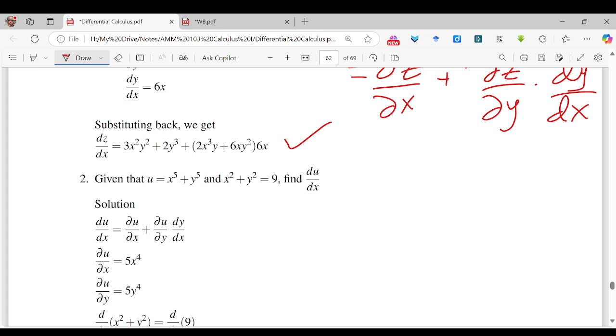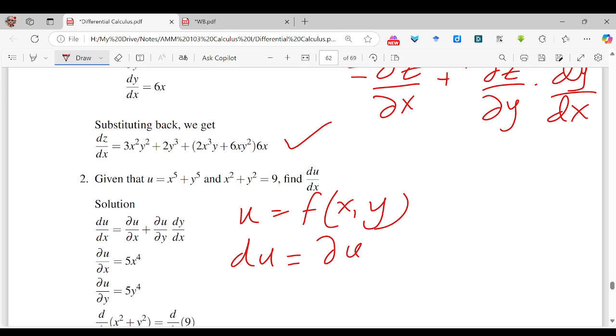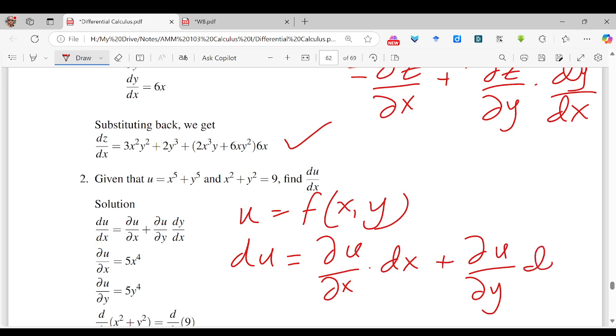And you are given the relationship between x and y: x squared plus y squared is equal to 9. And the problem is to find du/dx. Now we see that u is a function of x and y, again here. So we can write du is equal to the partial derivative of u with respect to x times dx plus the partial derivative of u with respect to y times dy.